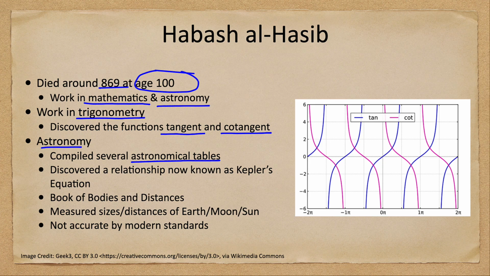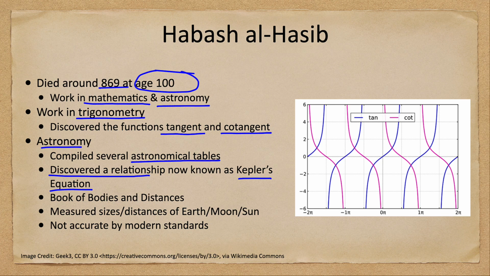He also discovered a relationship which we now know as Kepler's equation, but was actually known here well before Kepler, almost a millennium before Kepler, about 700 years or so before Kepler did his work. That is what is now known as Kepler's equation, but it was actually developed here by Habash al-Hasib.